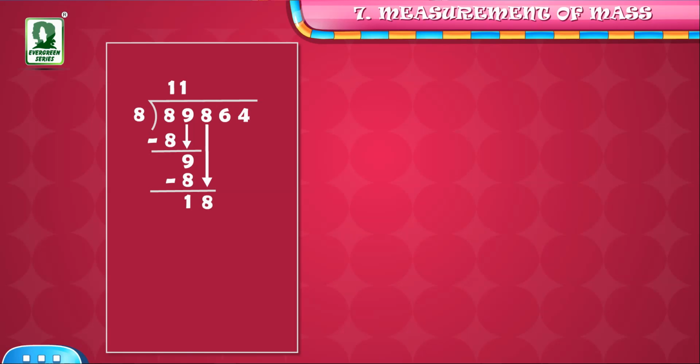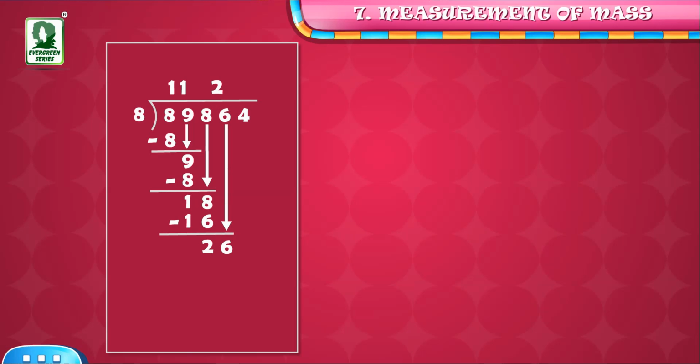Thus, 18 is not divisible by 8. 8 multiplied by 2 is equal to 16. We will write 16 below 18 and write 2 as quotient. Then write next number on the right of 2, that is 6.